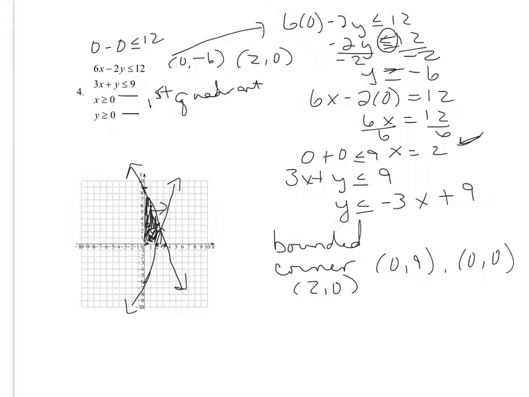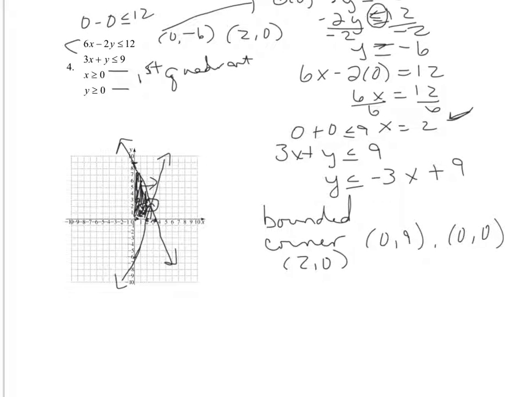Now I have one more corner I need to find, and it occurs right here. That's where these two inequalities intersect. Now I've got to figure out how I'm going to solve to see where these intersect. And I have a couple of options. I can either use something called substitution or elimination, which we talked about in the last unit.